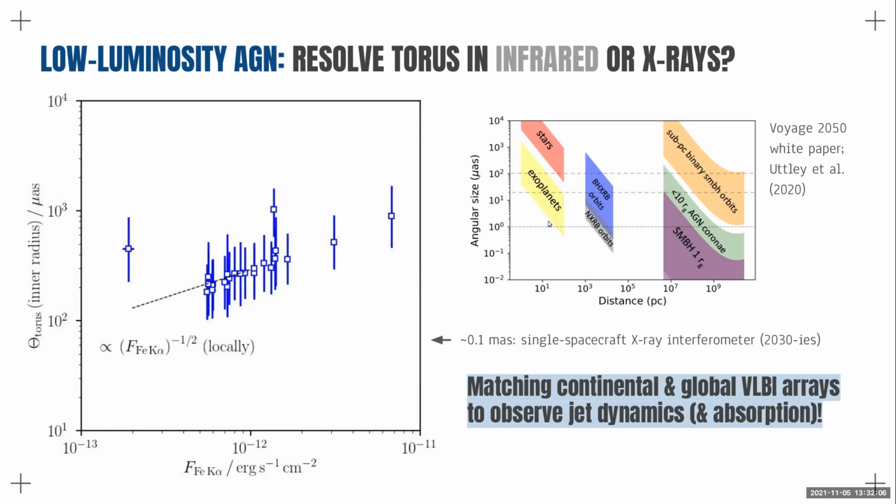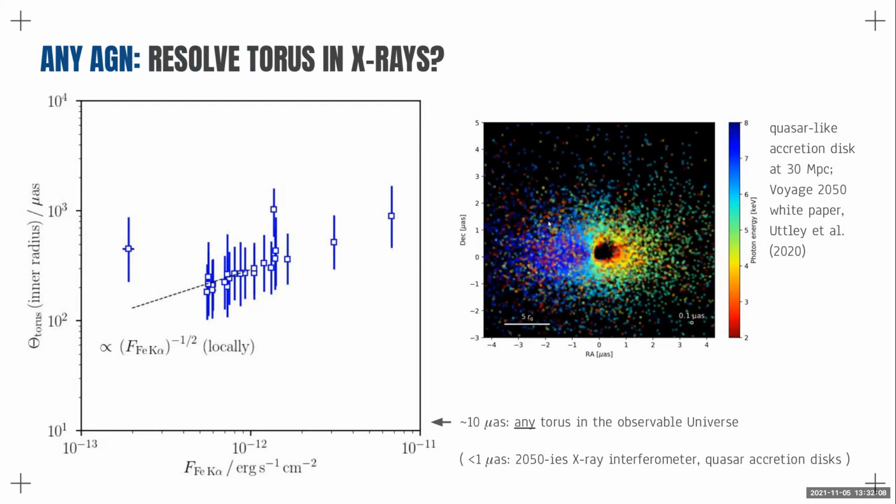Looking a bit further in the future, the same type of X-ray interferometer, if put on multiple spacecraft, could resolve structures as small as 0.1 microarcseconds. That would allow, first of all, any sort of torus in the observable universe to be observed. All of them should be bigger than 10 microarcseconds. But it would also allow looking at accretion disks of quasars, for example.